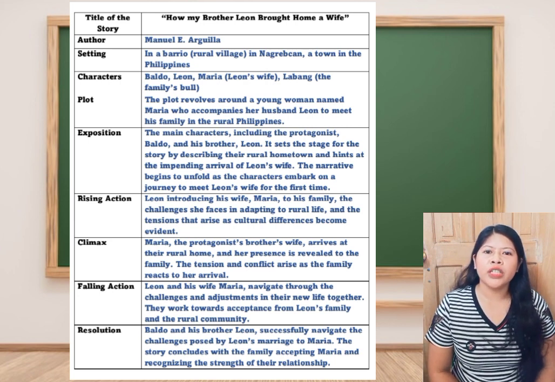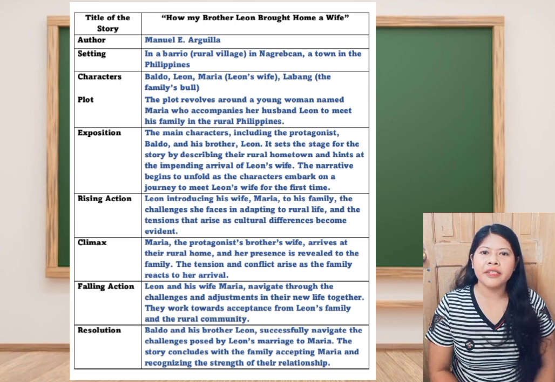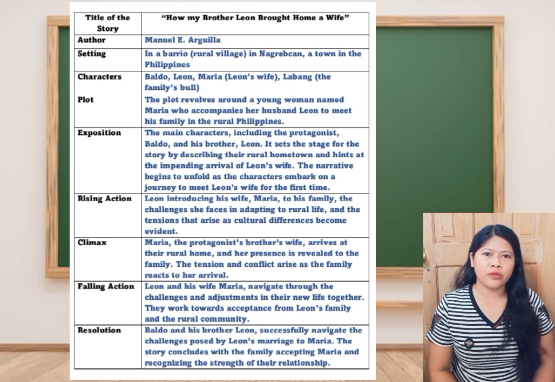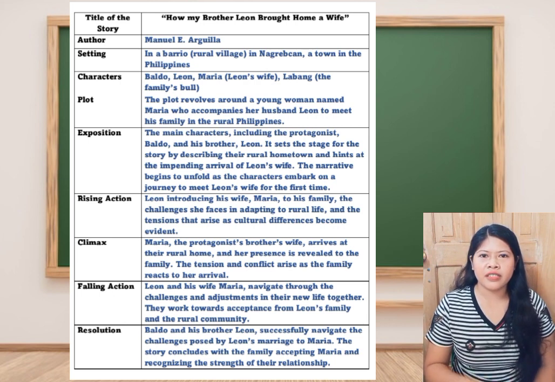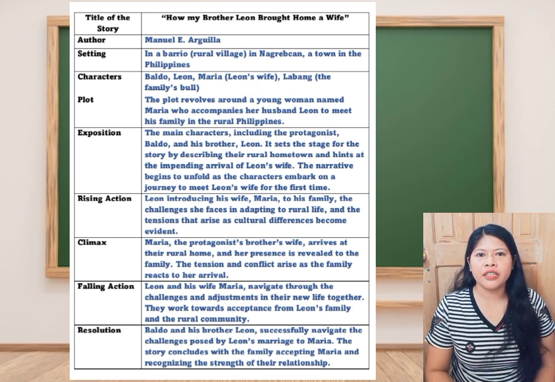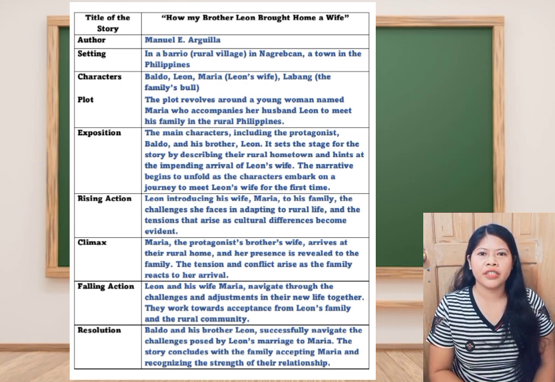Fourth is the falling action, the events that happen after the climax that lead to the resolution or ending to the story. And the fifth and last is the resolution, the outcome of the story. It is how things end up or turn out for the characters. It's either a happy ending or a sad ending.